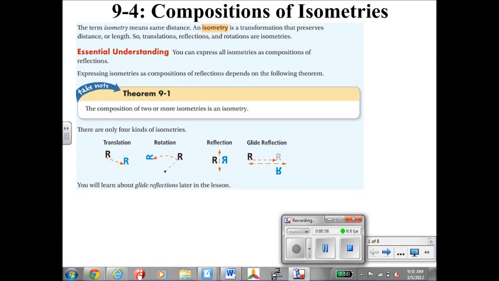And then down here it tells you there's only four kinds of isometries. You already know what a translation is. That just means it moves someplace in space. A rotation, it rotates around a point. A reflection, it reflects across some line. And now they've got this thing called a glide reflection, which means that it moves and then reflects. Okay? And then down here it tells you we're going to talk about glide reflections a little bit later.